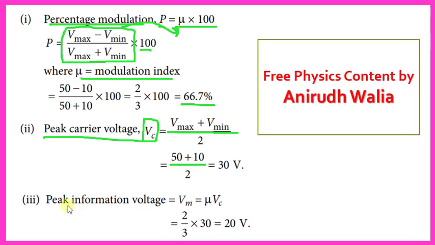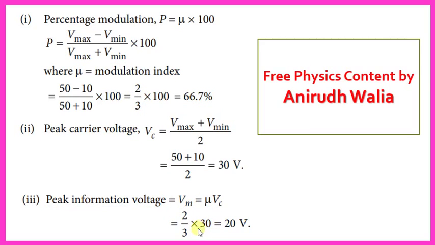Okay, now the third part of this question is peak information voltage, that is Vm equals mu, the modulation index, into Vc. Vc is the peak carrier voltage. We know mu is 2 by 3. So you just substitute 2 by 3 into Vc. Vc is 30 volt, the peak carrier voltage. You substitute the values and you get the peak information voltage as 20 volt.